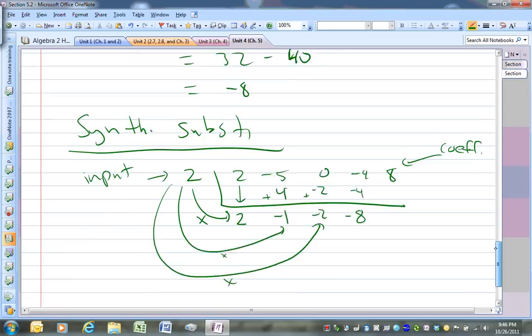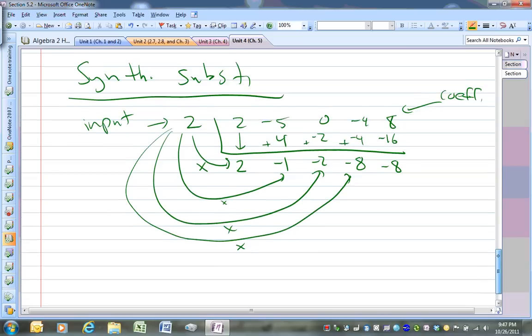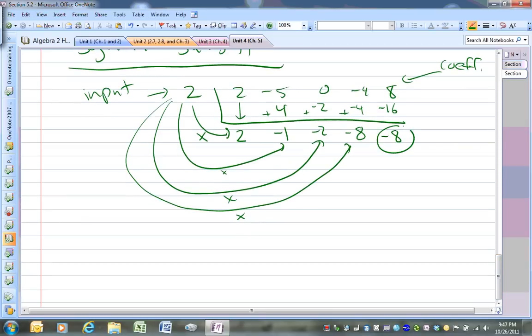So coming back over here now, we did -4 plus -4, which is -8. And then one more time, I'm going to multiply 2 to -8, which is -16. And that gets me -8. And so that last number there will be your result.